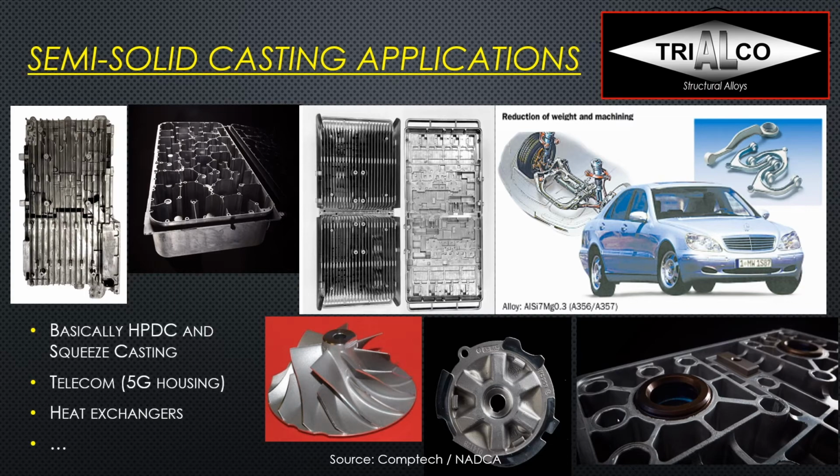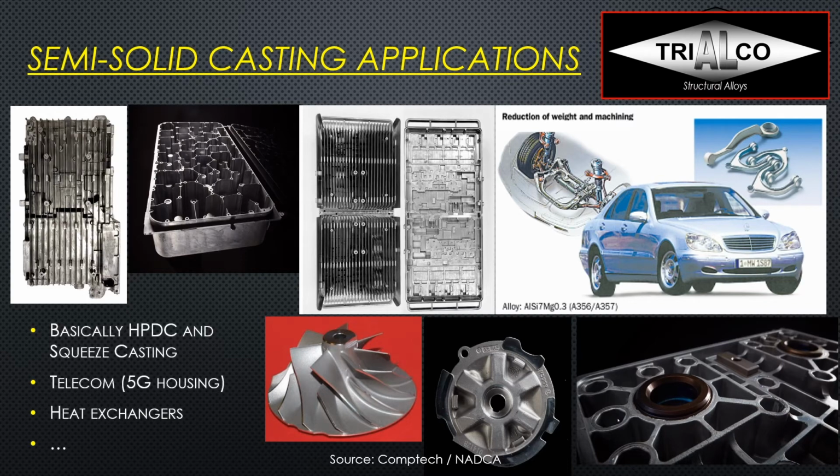On the right, we see suspension arms, and on the bottom, we see a compressor and wheels and all sorts of things like that. So it can be anything that's usually high pressure die cast or squeeze cast that's high quality. New applications here, for example, are heat exchangers, because we can cast new alloys or different alloys that have much higher heat coefficients.